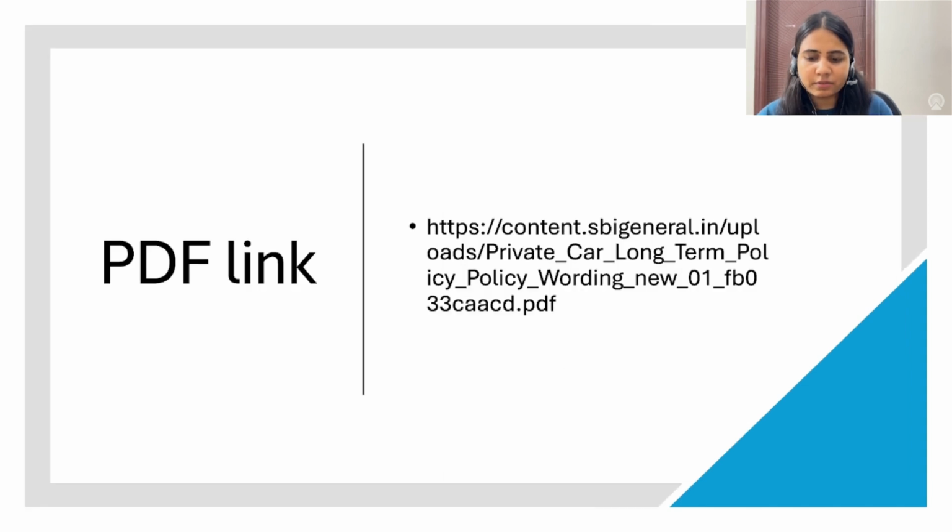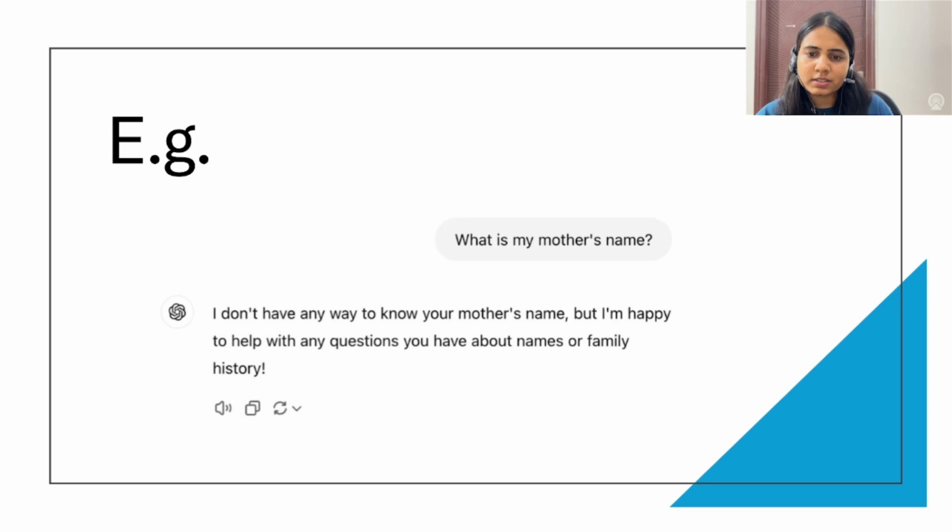Now this is the PDF link which I showed. For example, if we ask what is my mother's name, ChatGPT or the model is not aware of it, so it will say I don't have any way to know your mother's name, but I am happy to help with any questions you have about names or family history. So to solve this, we have to provide the external data, in this case our mother's information, to the model, and then it will get to know what my mother's name is.